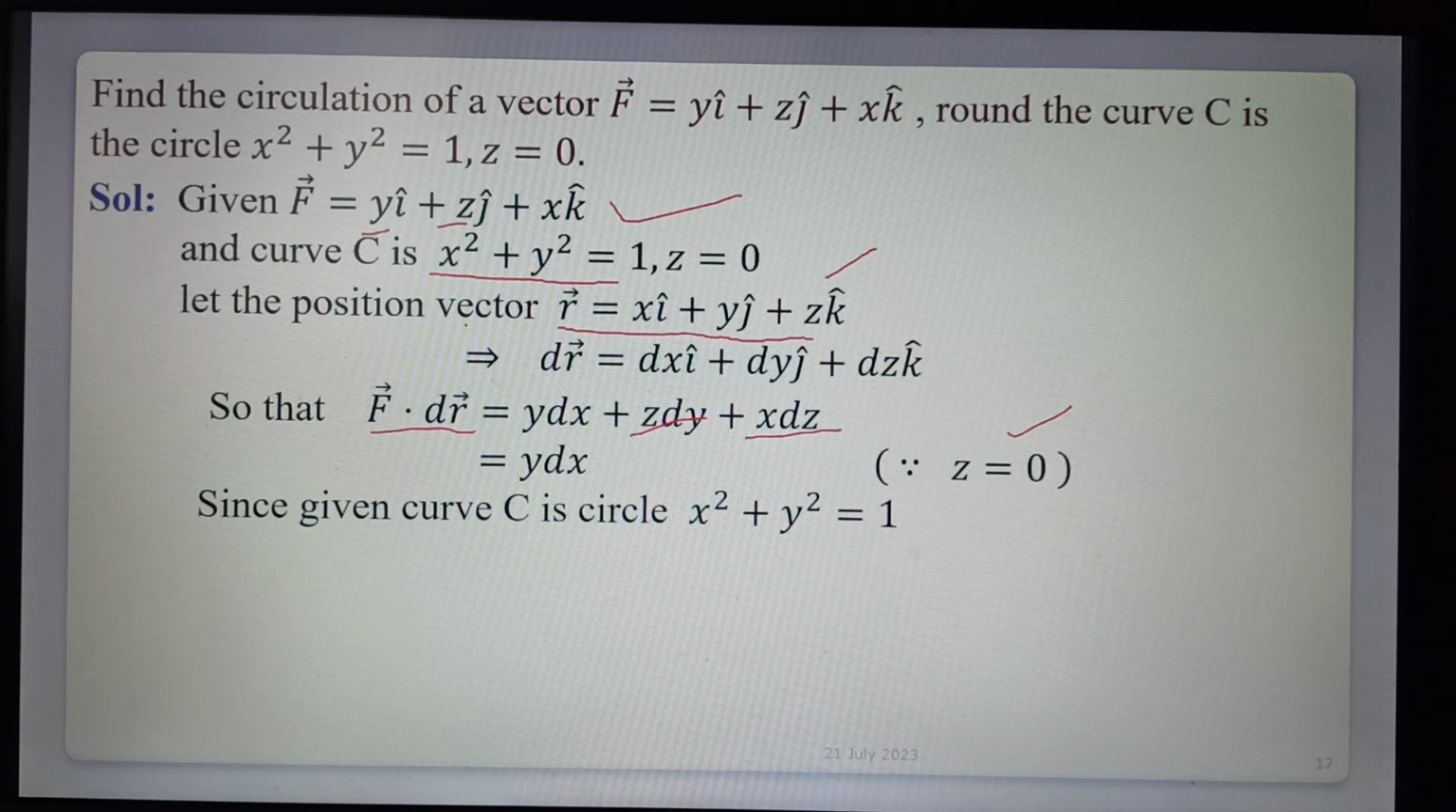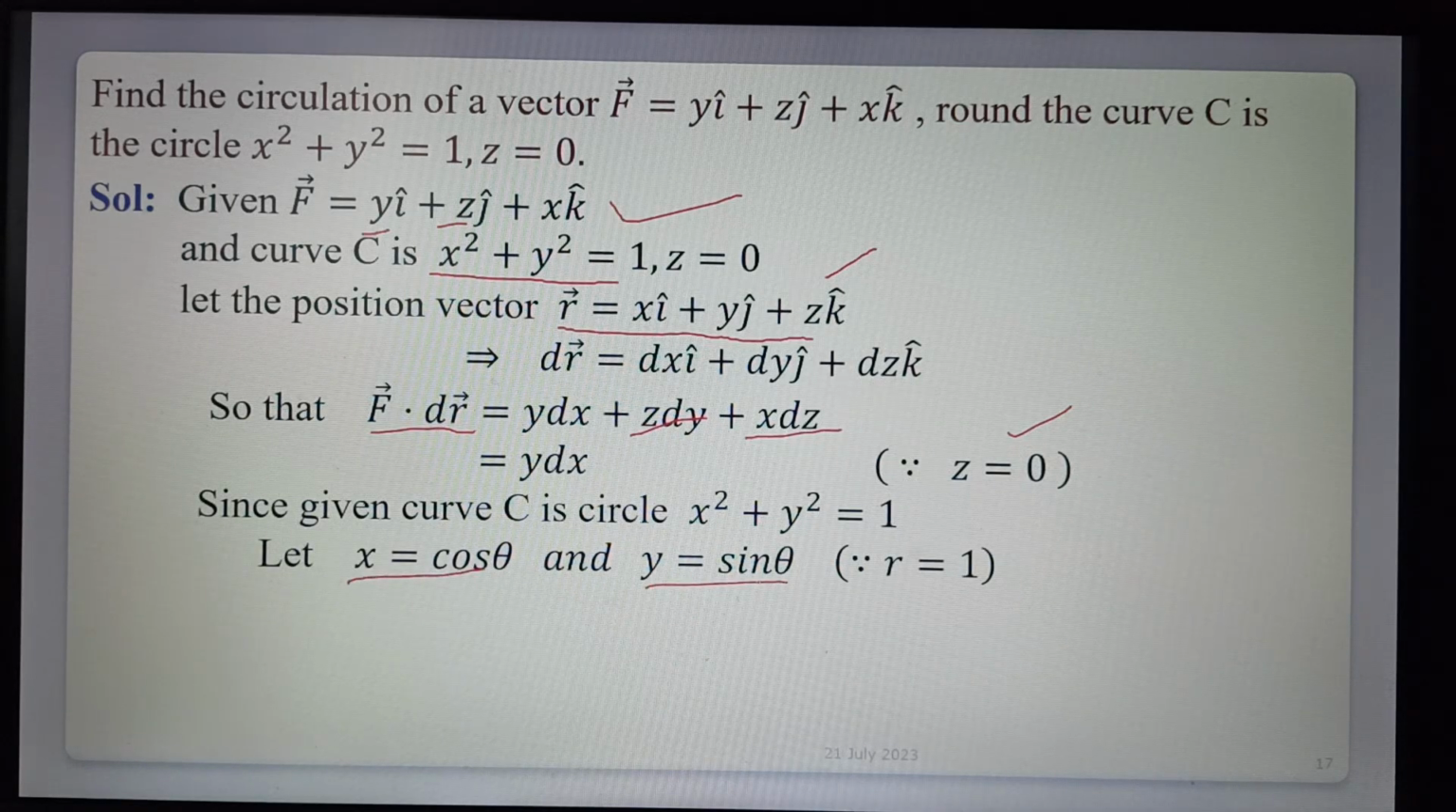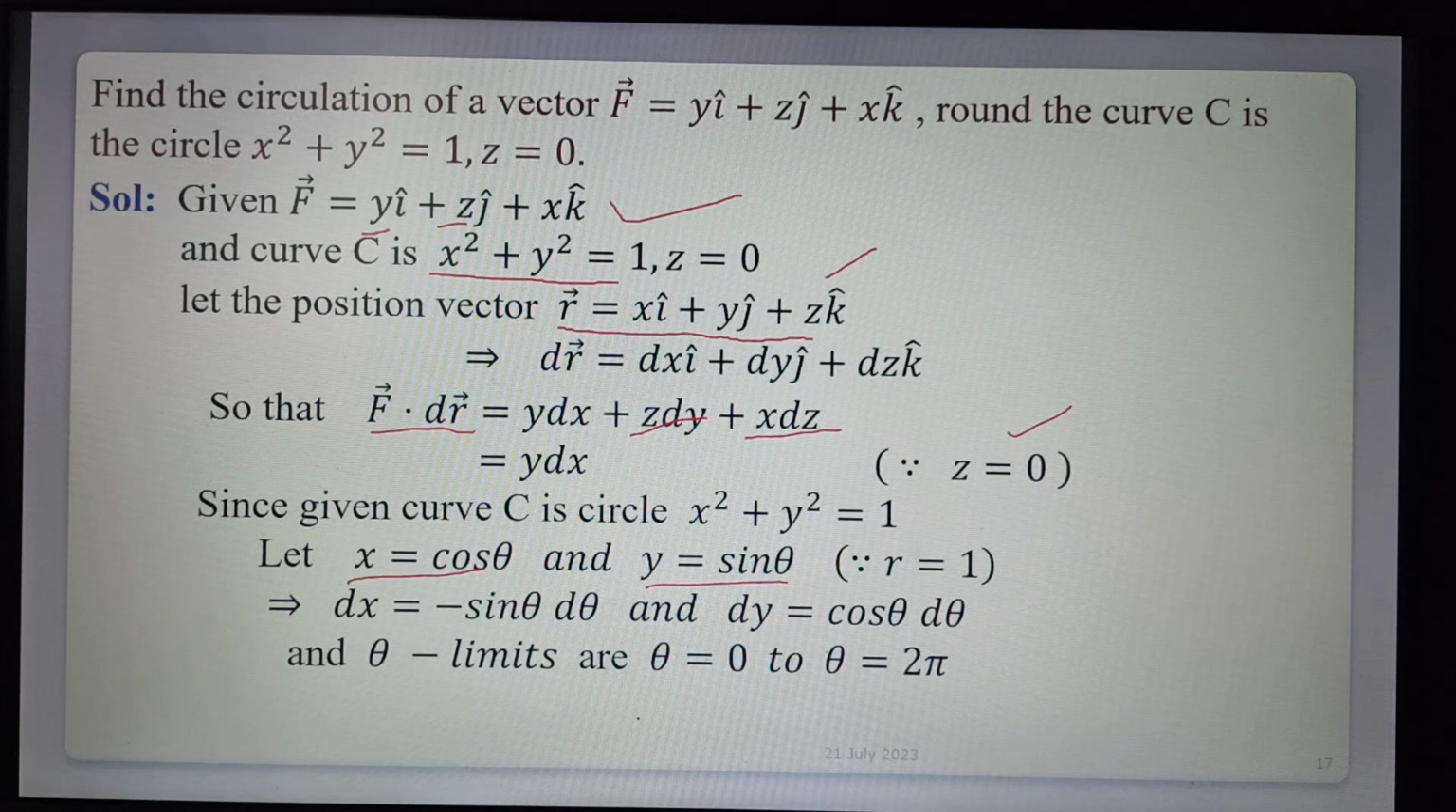So now on the circle, assume polar points. X is equal to cos theta, y is equal to sin theta, and the radius r is equal to 1. So x and y are converted to theta. The theta limit around the circle means theta goes completely from 0 to 2 pi. So dx is equal to minus sin theta d theta, and dy is equal to cos theta d theta. So the theta limits are theta is equal to 0 to theta is equal to 2 pi. So now finding the circulation.